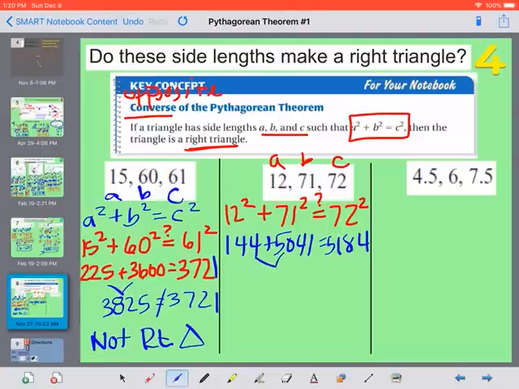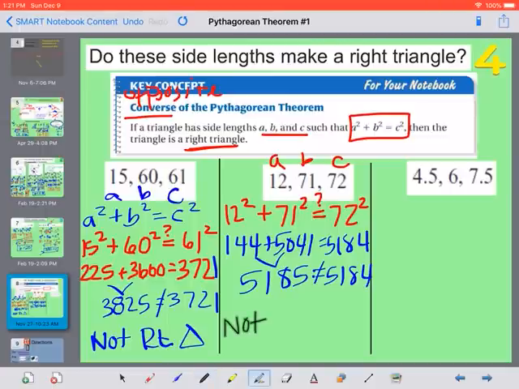So if we add these two together, 5,041 plus 144, 5,185, which is so close to 5,184, but they're not the same. So this is not a right triangle. Not a right triangle. Let's try this last one. Hopefully this one makes a right triangle for us.